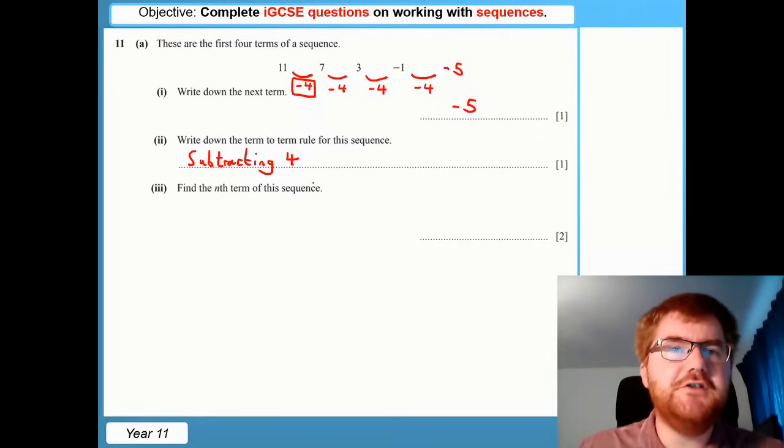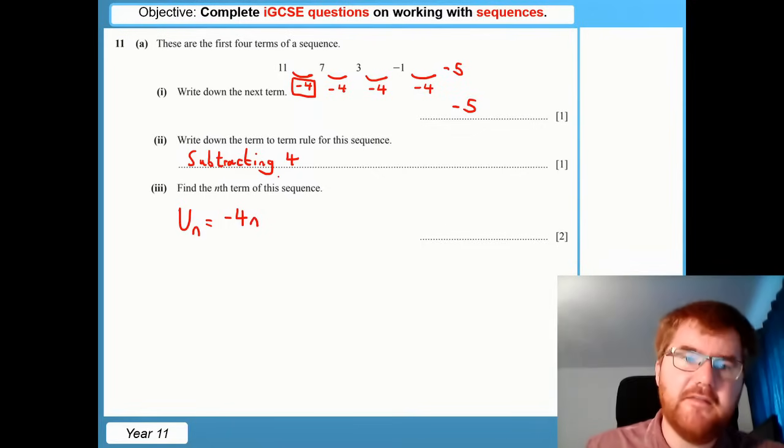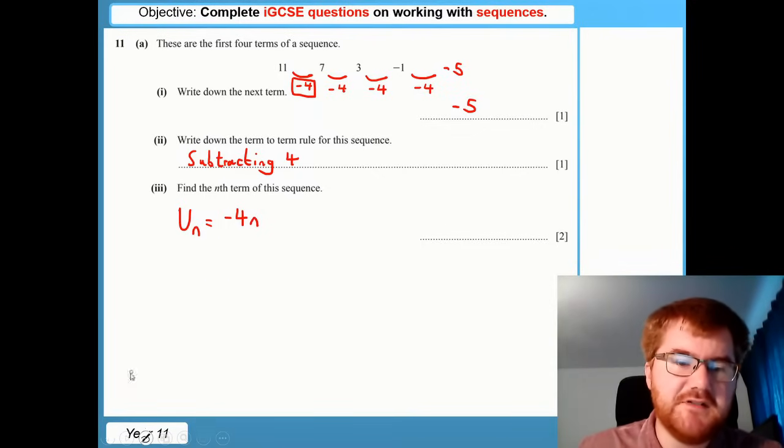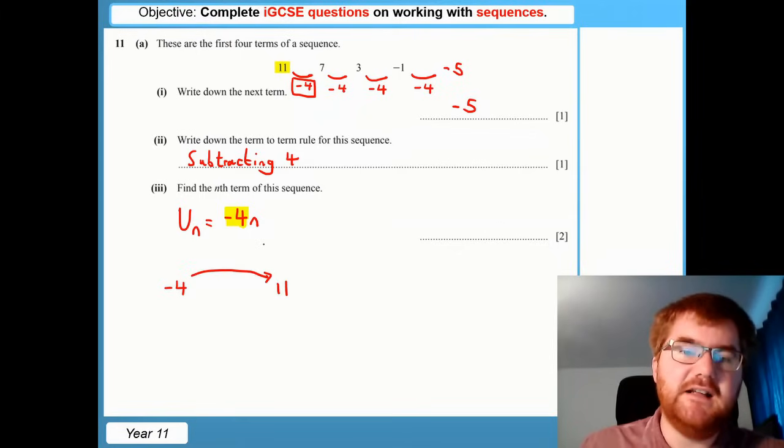Now the nth term we do just like the previous question. So first of all, we take that minus 4, we put an n next to it, and then we look at that difference. So we look at the minus 4, we look at the 11, and then we say to ourselves, what do you do to minus 4 to get to plus 11?